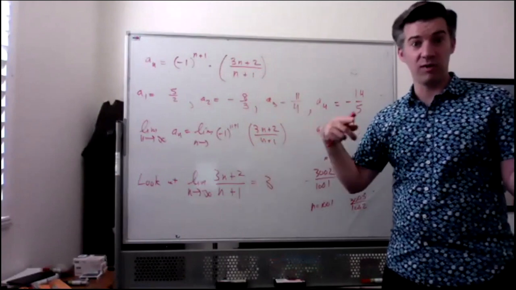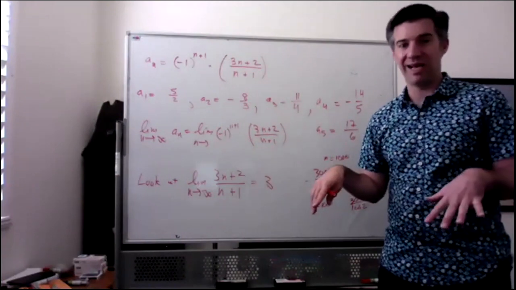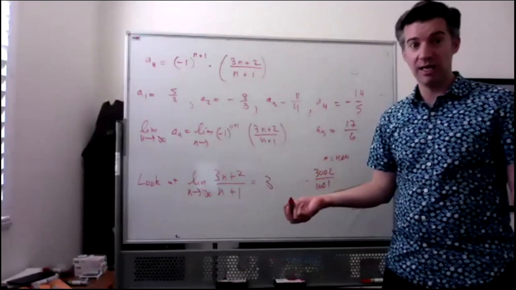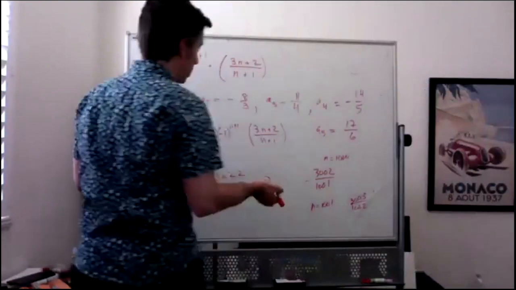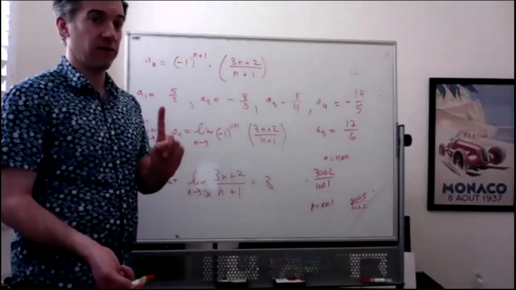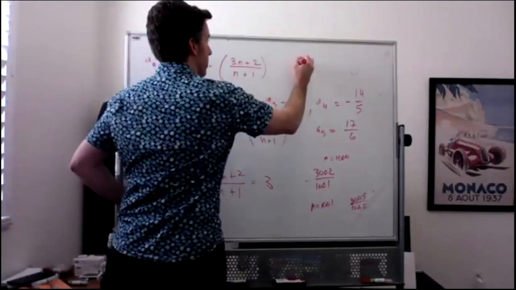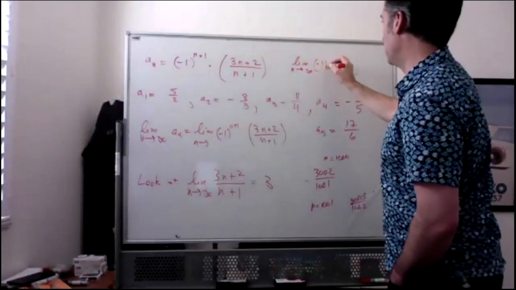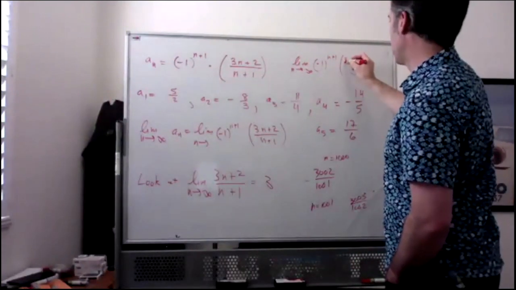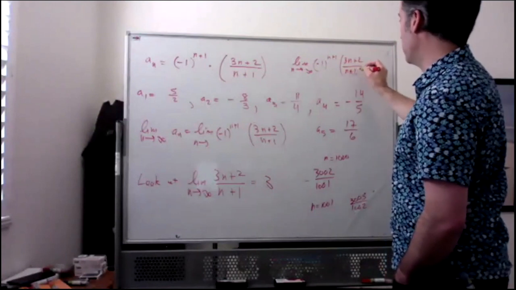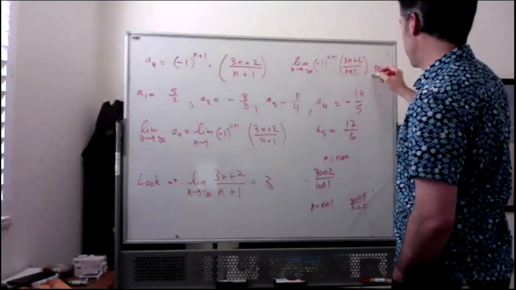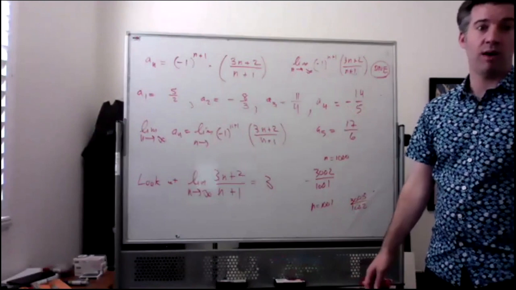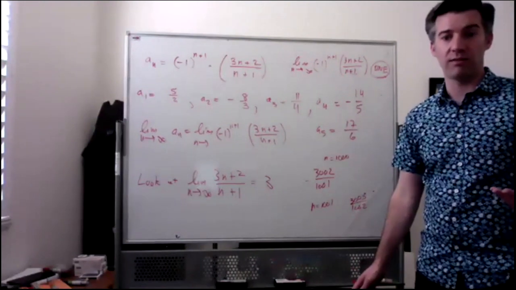Because if you're going back and forth between being closer and closer to two different numbers, we're not getting close to one specific number. And that is the meaning of a limit existing: the expression is getting closer and closer to one specific number. So this limit as n goes to infinity of the sequence (-1) to the n plus 1 times 3n plus 2 over n plus 1 does not exist, because we keep oscillating back and forth between numbers closer to +3 and closer to -3.